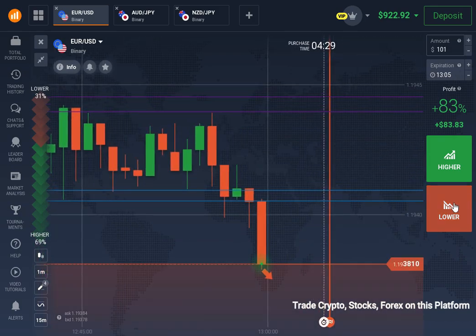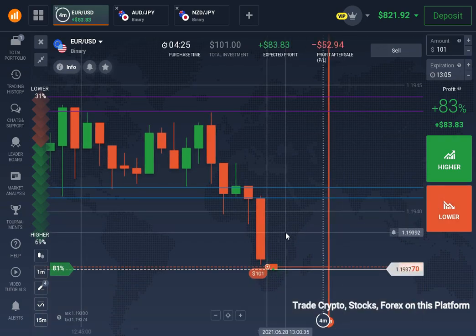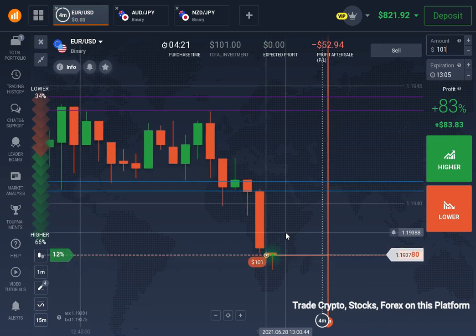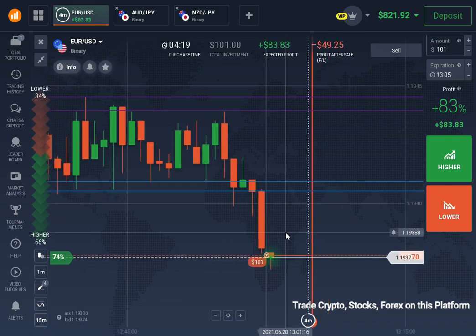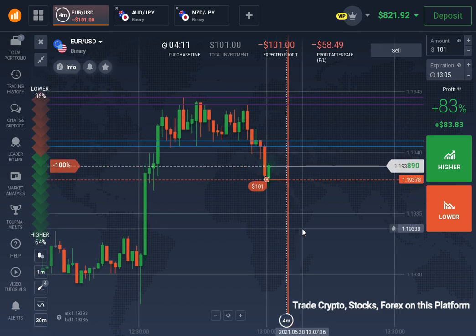Okay, so it's a clear breakout, and I have placed my trade for the next 5 minutes. So let's wait for the result, and after the result I will explain the complete setup, the strategy, and why I took this trade in the downward direction. So let's wait.